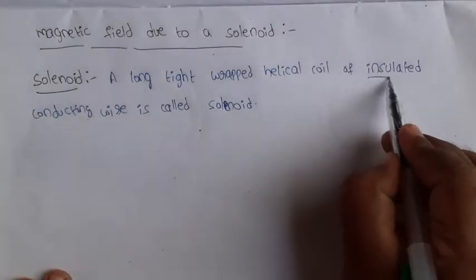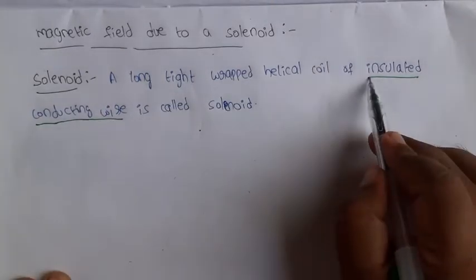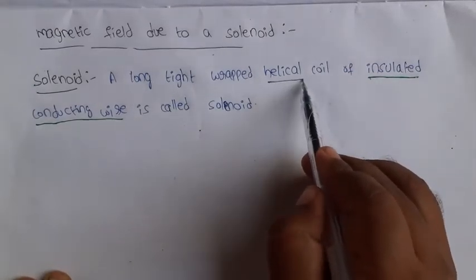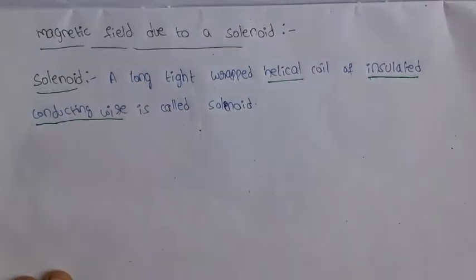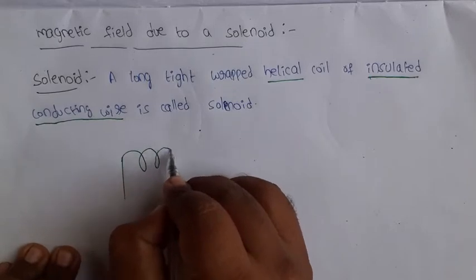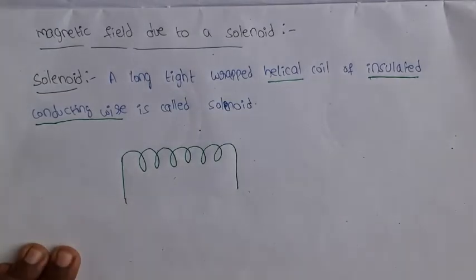Here the condition is that the wire must be insulated conducting wire. It is in the form of a helical structure. Helical means number of turns. It is long and tight. So a straight wire wrapped into a helical coil of insulated wire is called a solenoid. So this is the solenoid.